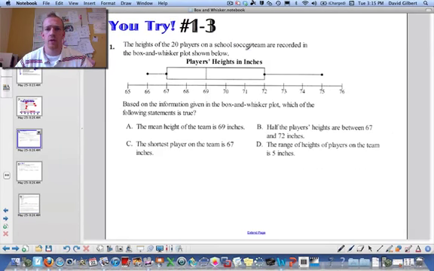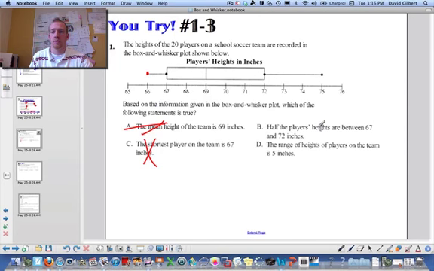The heights of the 20 players on a school soccer team are recorded in a box and whisker plot. So there's 20 players. Based on the information given above, which of the statements is true? The mean height, blah, blah, you don't know anything about the mean, so it can't be that. The shortest player is 67. Well, that's wrong because the shortest player is 66 inches.